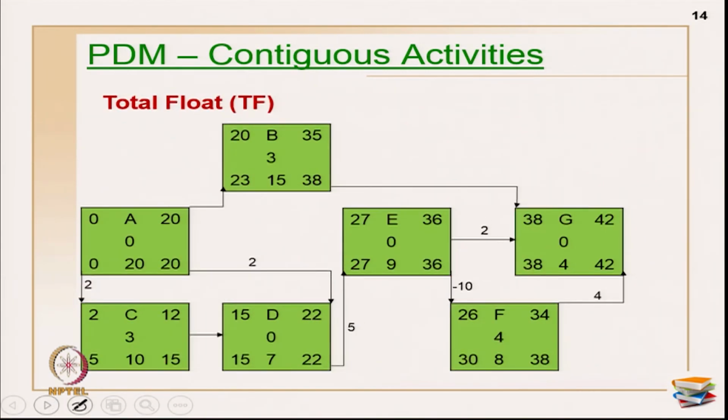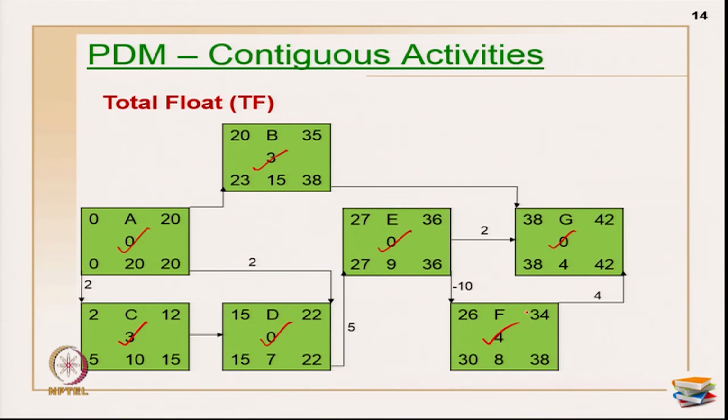Now, total float for all the activities. Total float is same like earlier case, which is nothing but your late start minus early start or late finish minus early finish. So, anything is fine. So, what will happen is late start minus early start is 3 or late finish minus early finish is 3, whatever you want you can try. So, for activity B it is 3, 20 minus 20 is 0, 5 minus 2 is 3, 15 minus 15 is 0, 27 minus 27 is 0, 38 minus 38 is 0, 30 minus 26 is 4 here. Okay. This talks about total float of an activity.